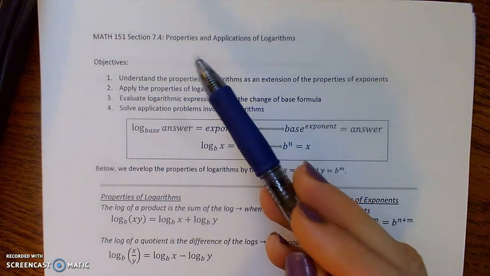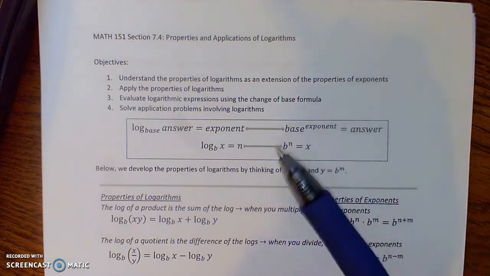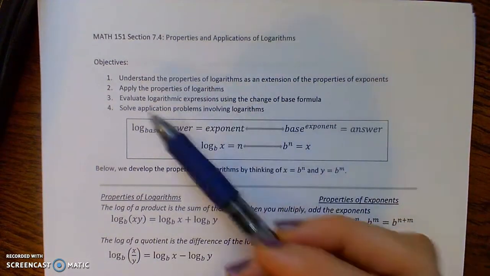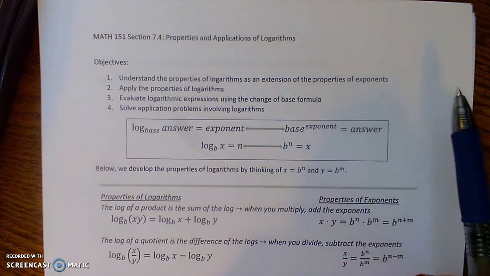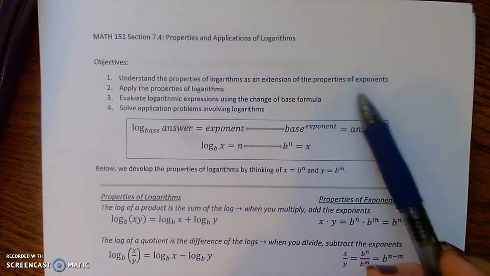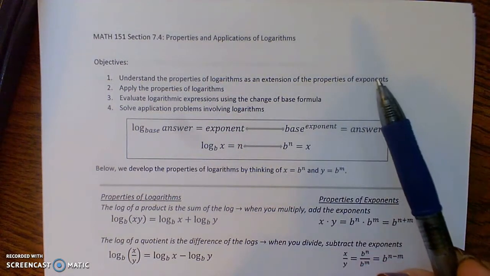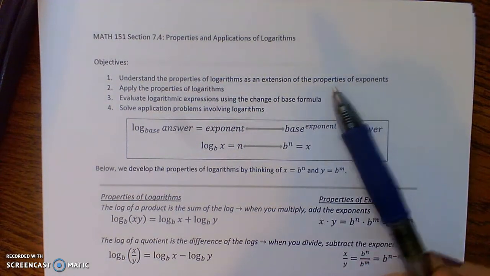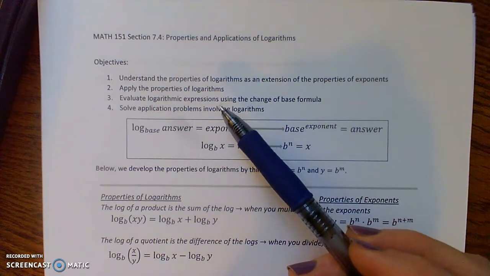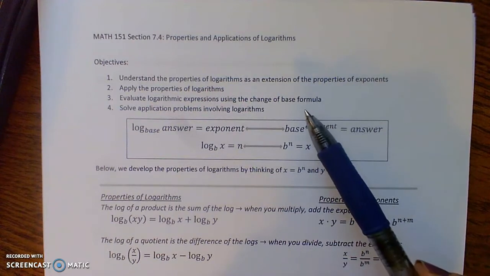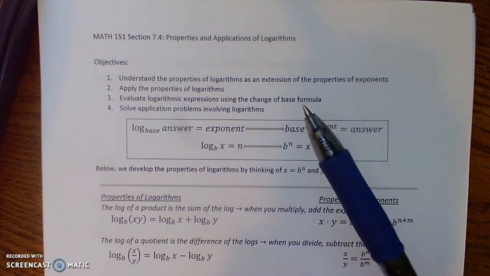In section 7.4, we're looking at the properties and applications of logarithms. So our objectives today are to understand those properties as an extension of the properties of exponents, because we already know how exponents work. Since logarithms really are just exponents, they're going to work the same way. Also, we want to apply these properties and evaluate logarithmic expressions using the change of base formula. Then we'll want to solve some application problems involving logarithms.